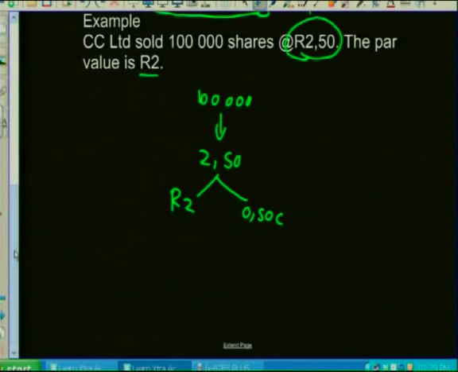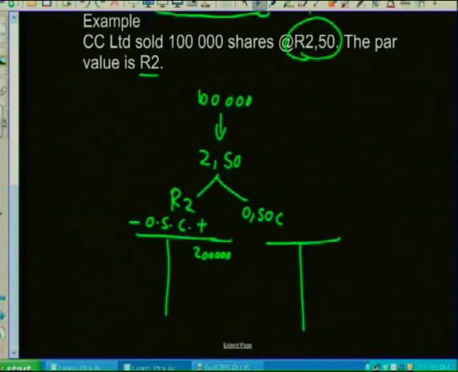Now how does this affect our ledger accounts? That 2 Rand par value is going to still affect my T account, ordinary share capital. So if we calculate again, we've got 2 Rand, 100,000 shares were sold, so the company received capital to the amount of 200,000, but in addition to that 200,000, shares were sold at a premium. So that 50 cents is now going to affect my T account called share premium.